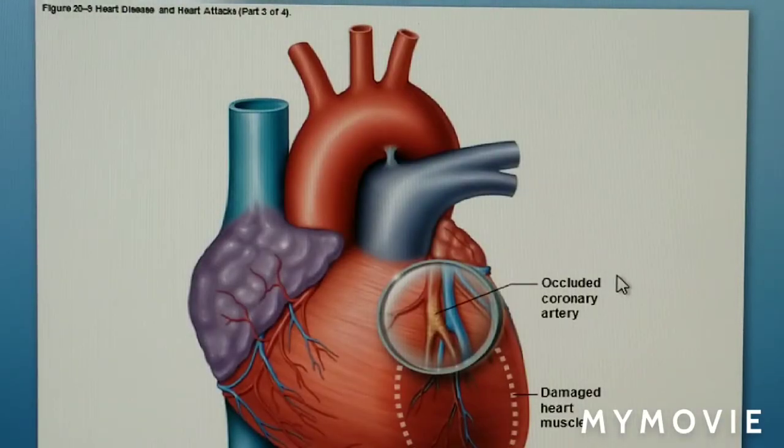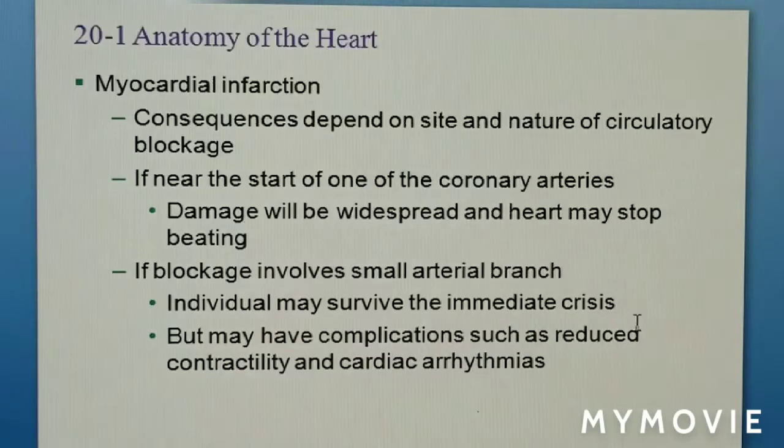Here we see a magnified area showing representation of an occluded coronary artery, and below that is where we would find the tissue that is damaged as it's not receiving its oxygen. Myocardial infarction. Consequences depend on site and nature of the circulatory blockage. If near the start of one of the coronary arteries, the damage will be widespread and the heart may stop beating. If blockage involves the small arterial branch, the individual may survive the immediate crisis, but may have complications such as reduced contractility and cardiac arrhythmias.